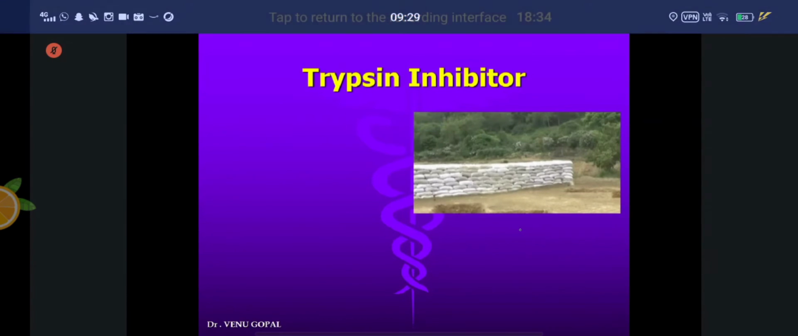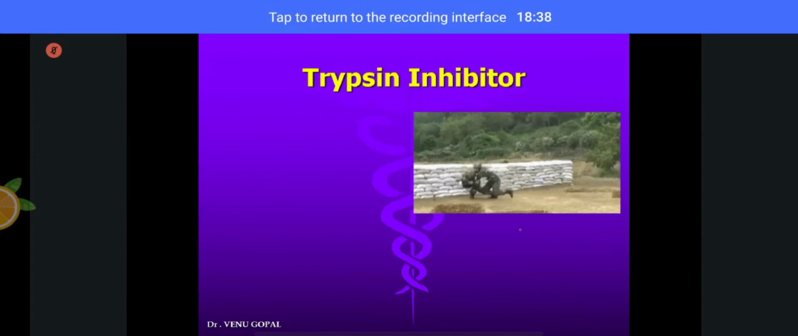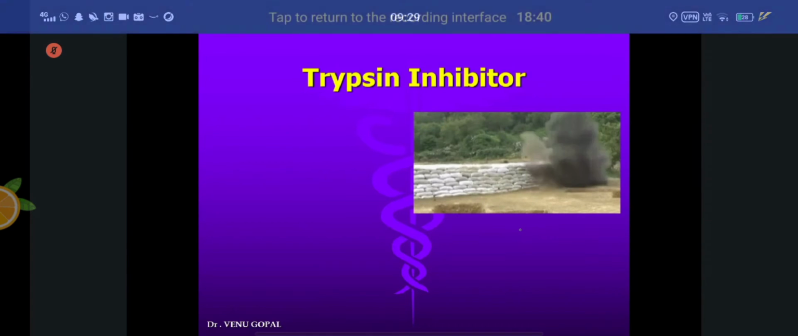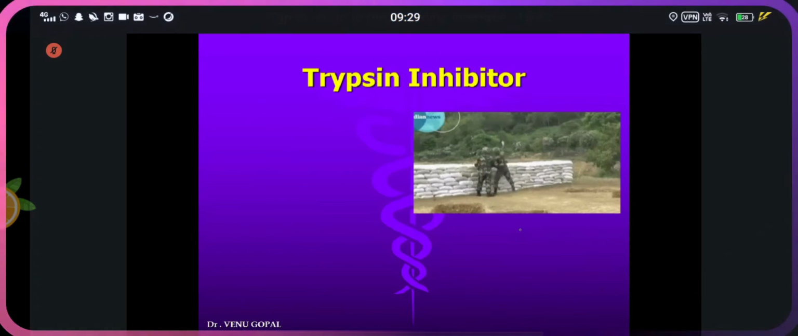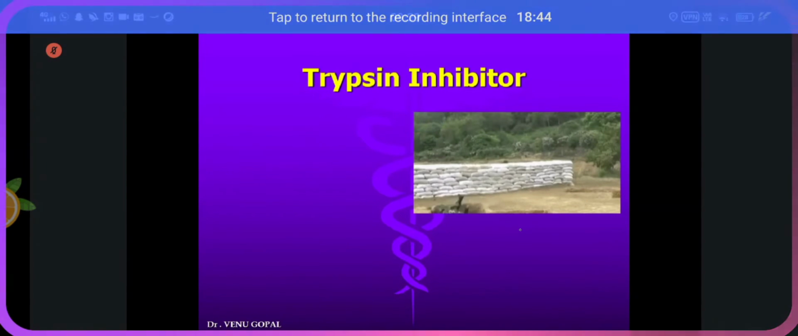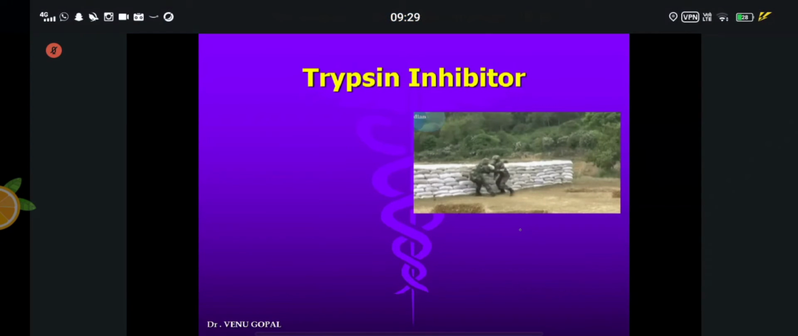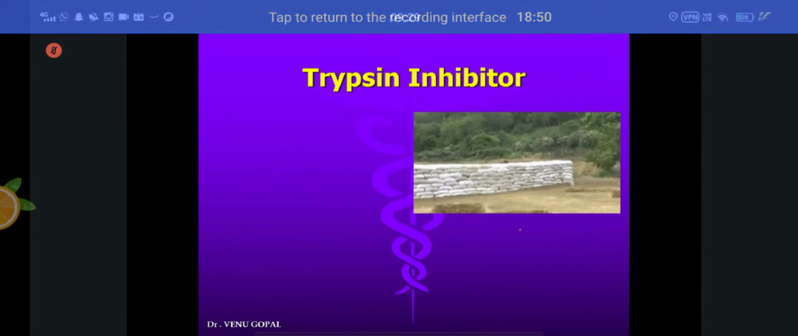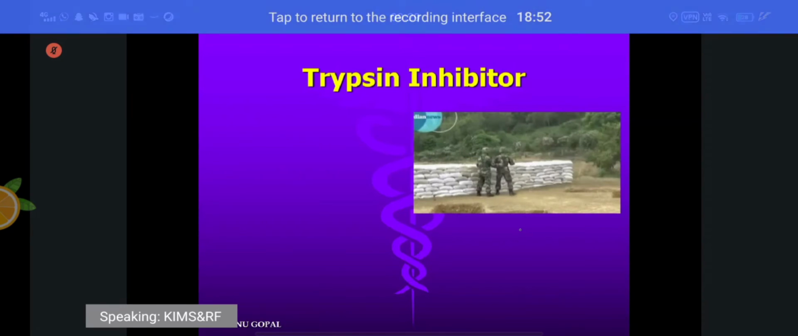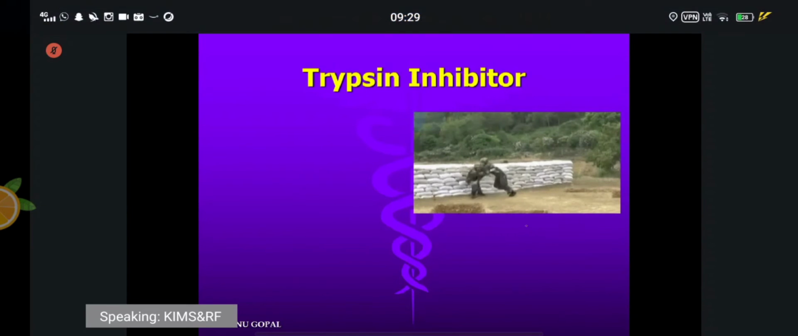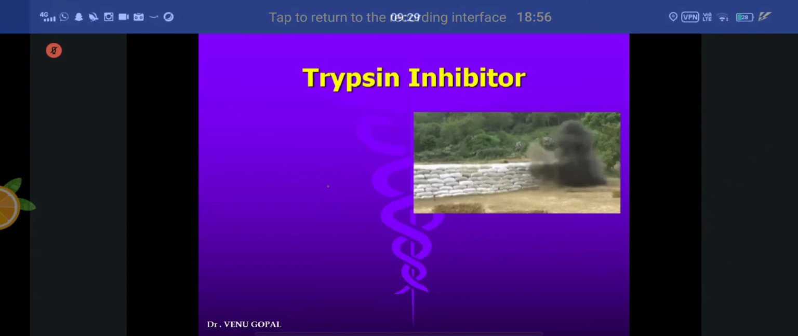If you mishandle this trypsin, it is like removing the safety pin of a grenade. The safety pin is like a trypsin inhibitor. Once the safety pin is removed from the grenade, you have seen in many movies, that will become activated. If you hold it that way, you can see the consequences. So these are the possible causes you can see.